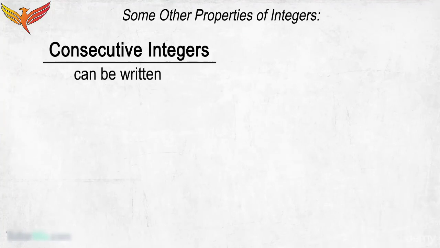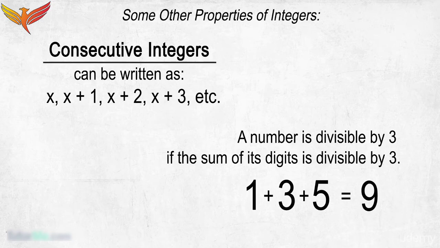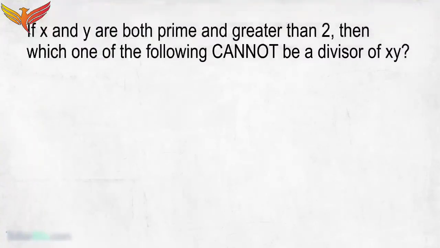Consecutive integers can be written as x, x plus 1, x plus 2, x plus 3, etc. A number is divisible by 3 if the sum of its digits is also divisible by 3. For example, 135 is divisible by 3 because the sum of its digits, 1 plus 3 plus 5 equals 9, is divisible by 3. Let's try some example problems.